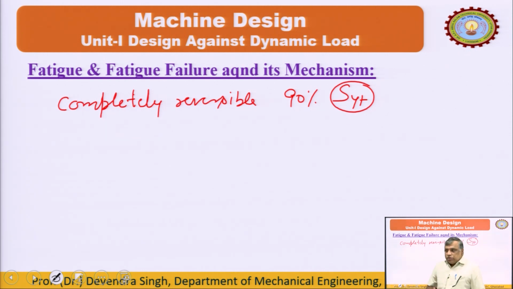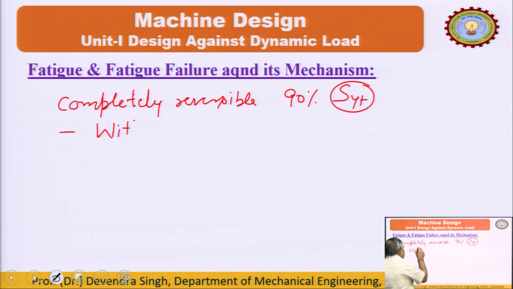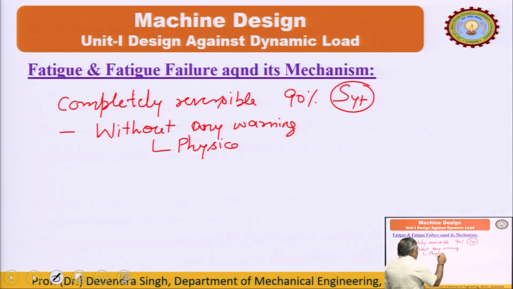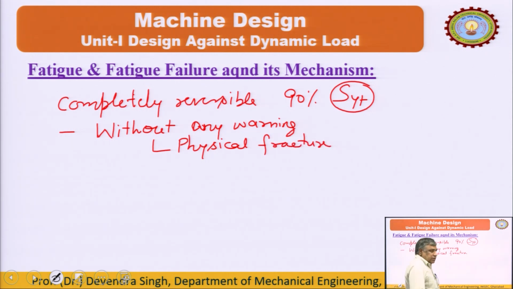systems involve motion and force. So, fatigue failure may take place, and the characteristic of fatigue failure is that it takes place without any warning. This makes it very dangerous. ये बिना किसी वार्निंग के आता है, without any warning, right, and it will be a physical fracture. That is fatigue failure. This is the characteristic.